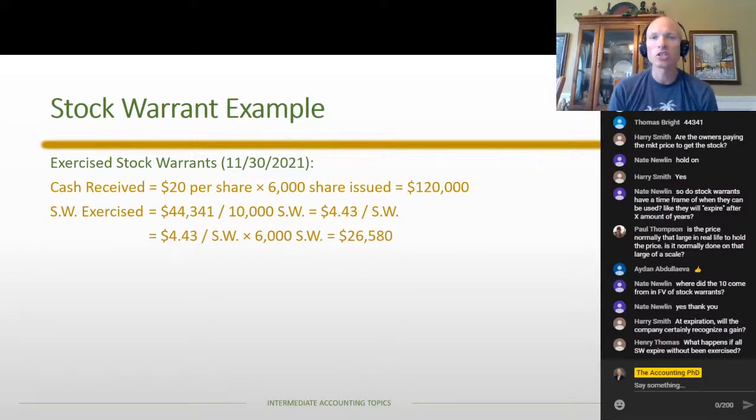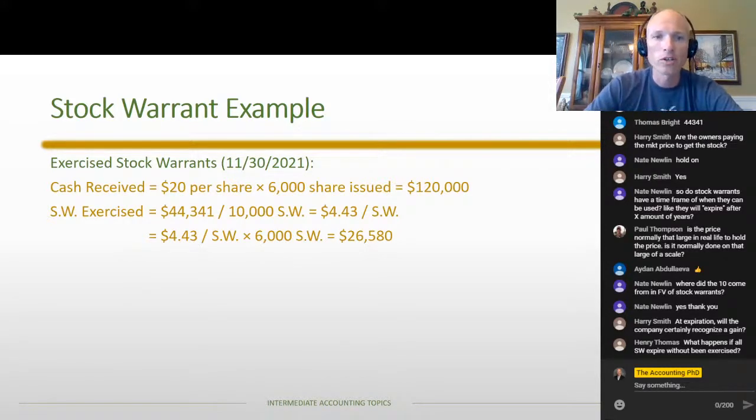Which means that each stock warrant, we've assigned a value to each stock warrant equal to $4.43. That is the value that we as a company have assigned to each stock warrant. And so when someone turns in that stock warrant, we have to take that amount off of our books.